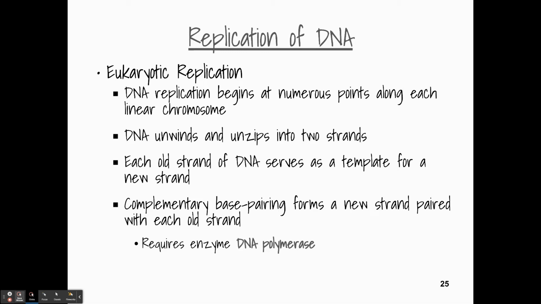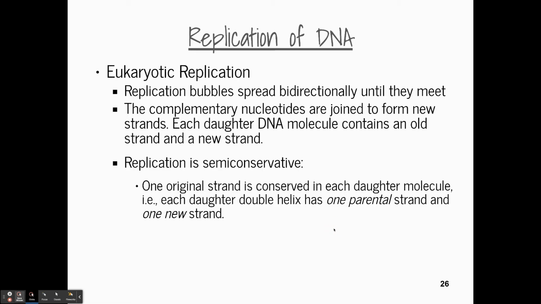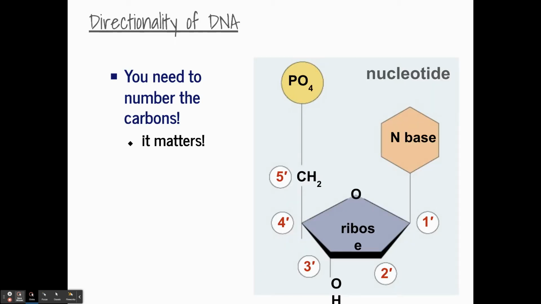So DNA polymerase. All right, eukaryotic replication. As we said, the replication bubble spreads bidirectionally until they meet. The complementary nucleotides are joined to form new strands, and each daughter DNA molecule contains an old strand and a new strand.